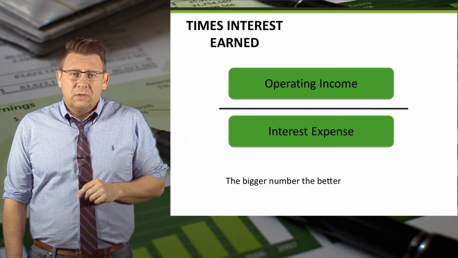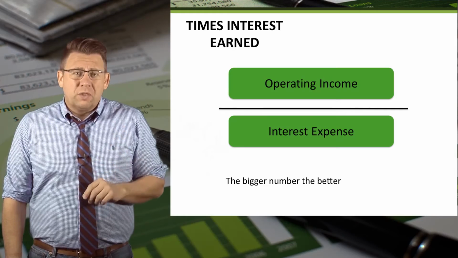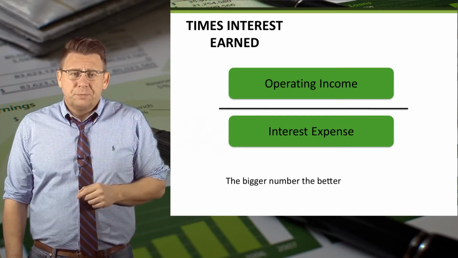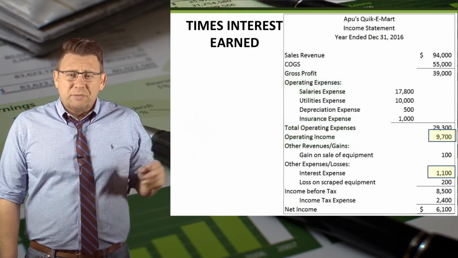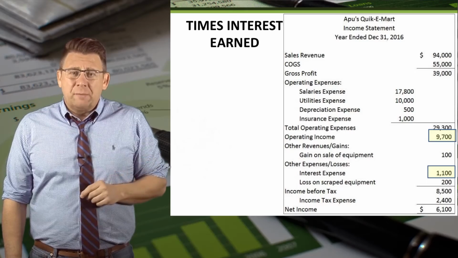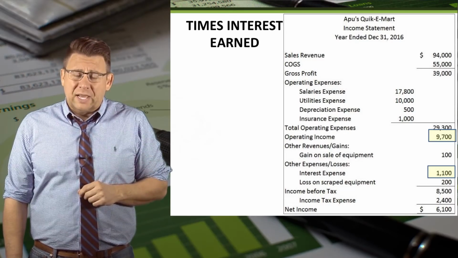earnings. This is one ratio where the bigger the number, the better. This ratio can't be too big. Here's an income statement of a sample company. We'll use the highlighted operating income and interest expense to determine times interest earned.